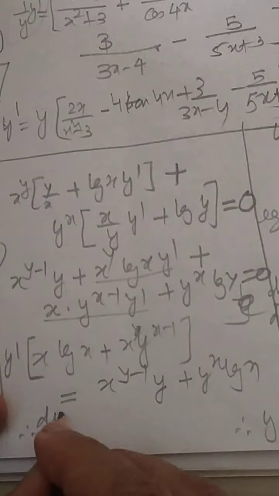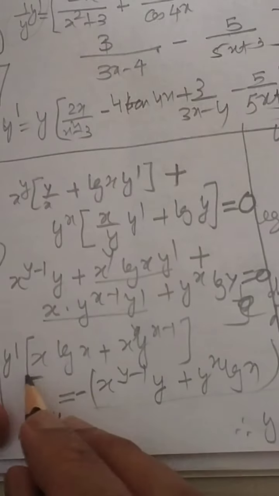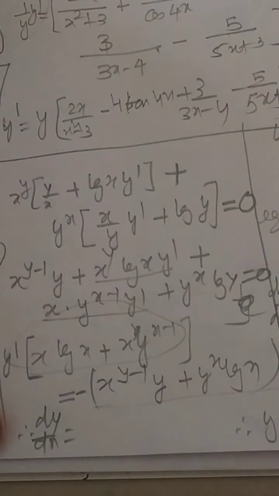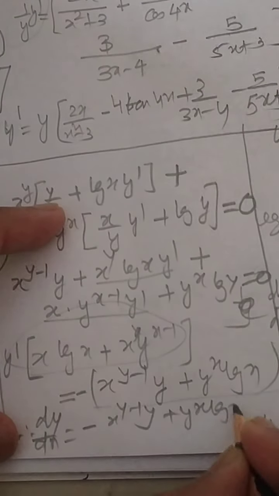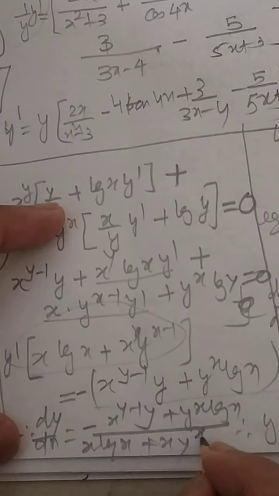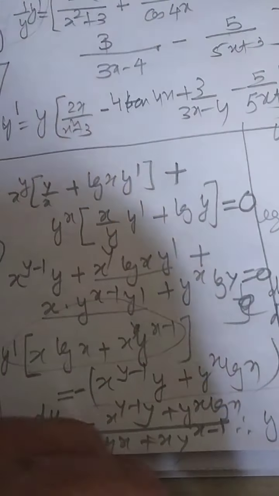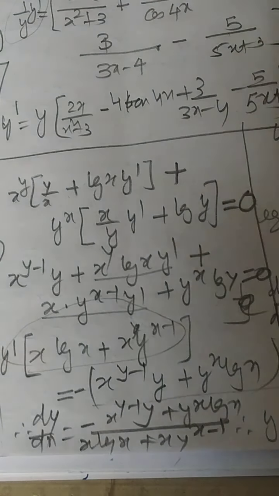Therefore your dy by dx answer will be equal to, this is minus, so this minus will remain as it is, divided by this bracket which will come in the denominator. So the final answer is minus x raised to power y minus 1 plus y raised to power x log x upon x log x plus x into y raised to power x minus 1. So just keep in mind that a logarithmic derivative is applicable for questions in two ways: whenever variable is raised to power variable, or any question where multiplication and power is given and more complicated things. Okay, so this way you can answer all the remaining questions.